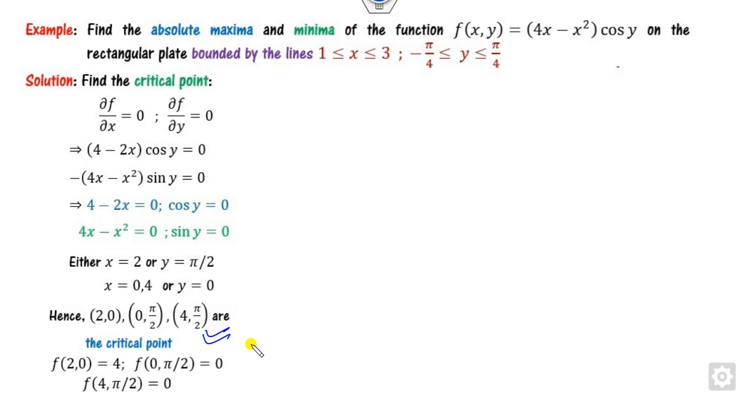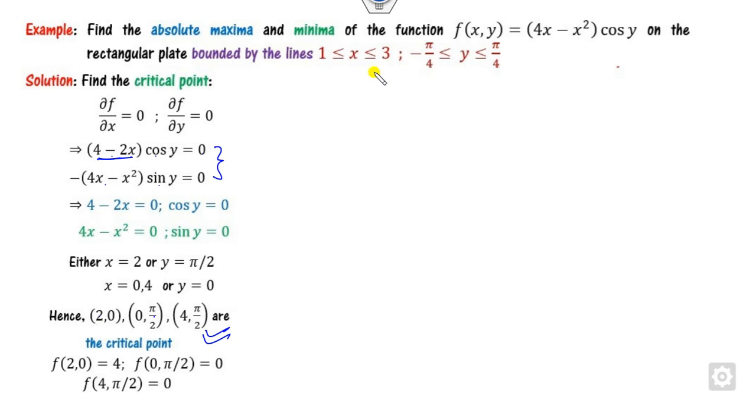You can easily check whether they are critical points or not. You can substitute here, say 2, 0. 2 into 0 is 0. Sine 0 is 0. So the first is satisfied, pi by 2 is satisfied, and here. Now you can find the values at this.